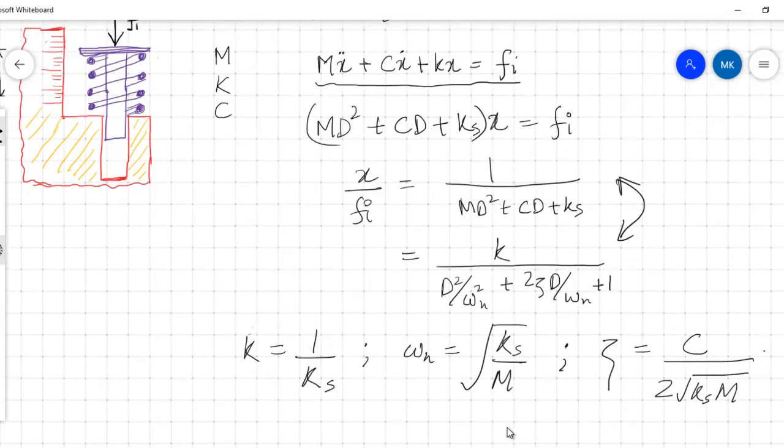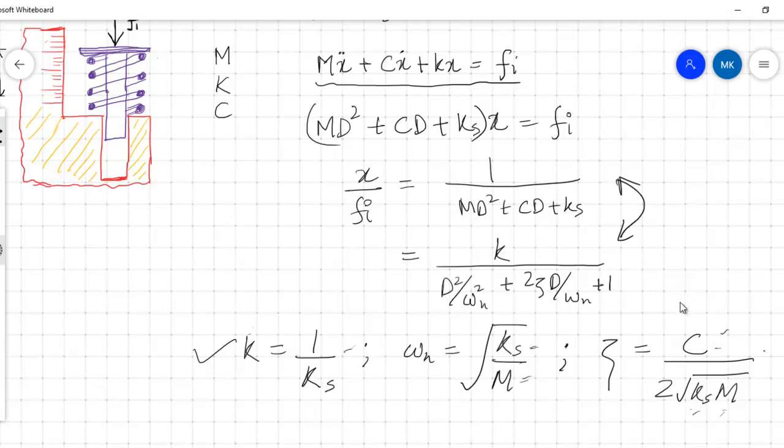Now you can clearly see that this is the static sensitivity of the spring, which depends on the stiffness of the spring itself. The natural frequency of this instrument depends on the stiffness of the spring, and also on the mass attached to the spring, which includes the spring mass also. And the damping ratio depends on the damping coefficient, the stiffness and the mass together. Now, with all these three being physical parameters of the instrument, we can change these values in the design of this type of instrument to get a desired performance.